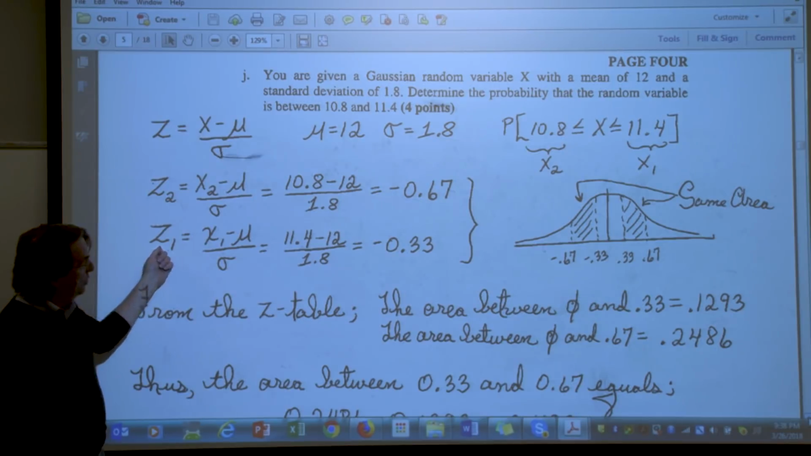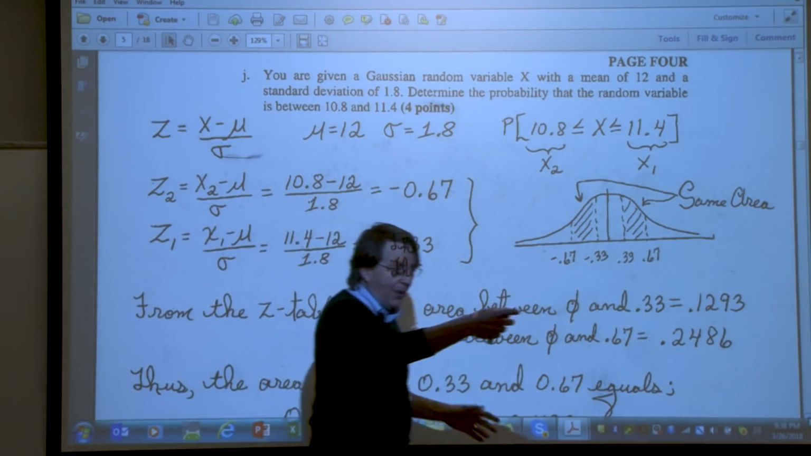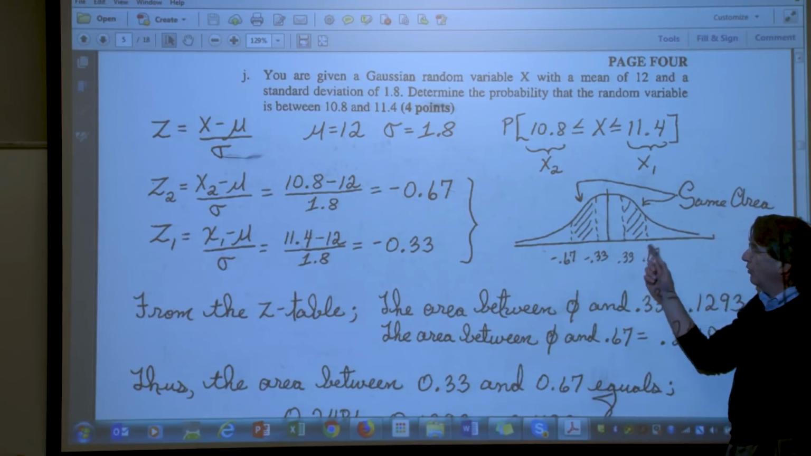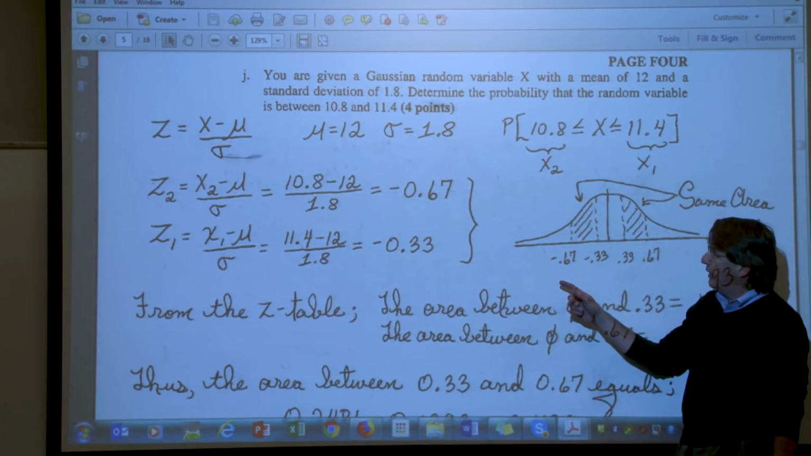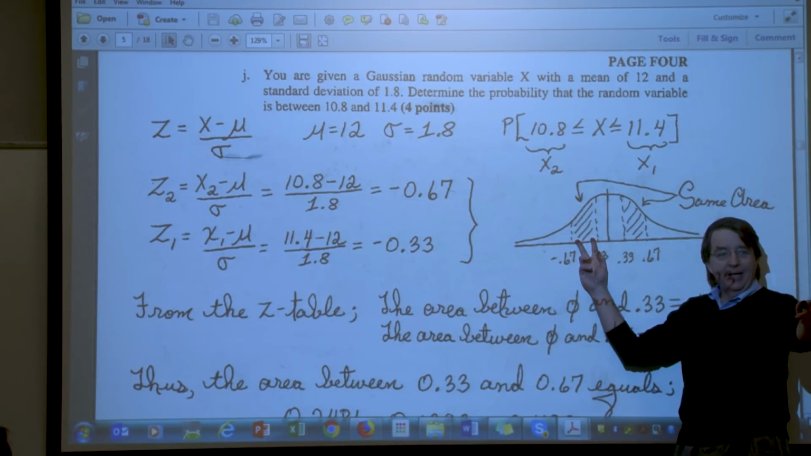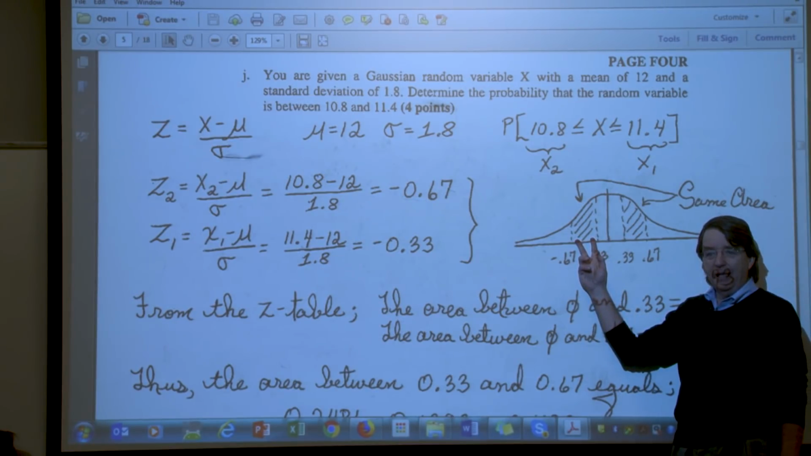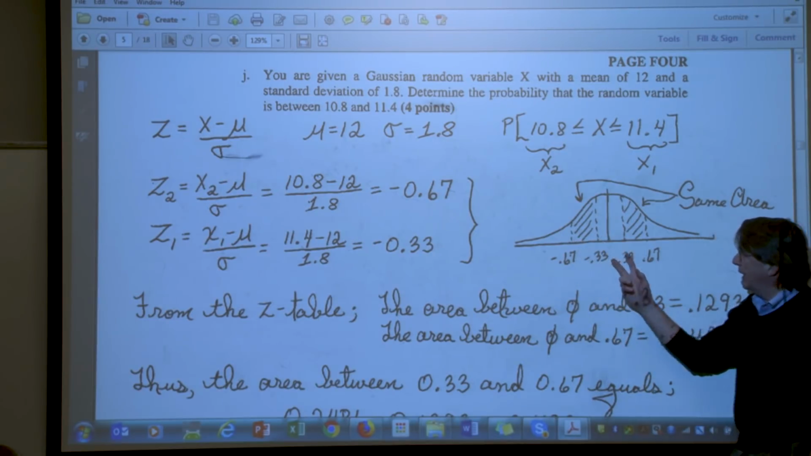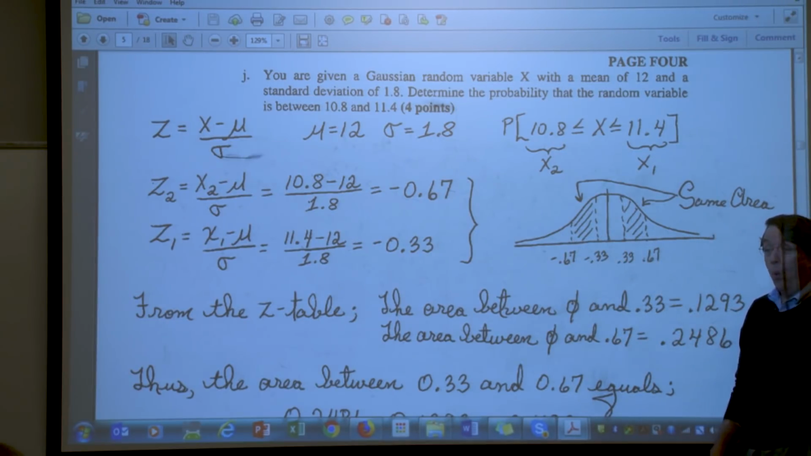I do the same for Z1. I get this. You know me by now. I got to draw this. I draw the Gaussian curve, and I want to know the area from minus 0.67 to minus 0.33. That's here. Is this area easily given in our Z table? No. What do I have to use? Symmetry. Okay. So I say that area equals this area. Why? Because of symmetry.